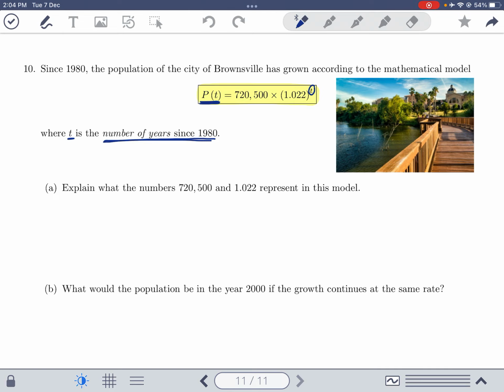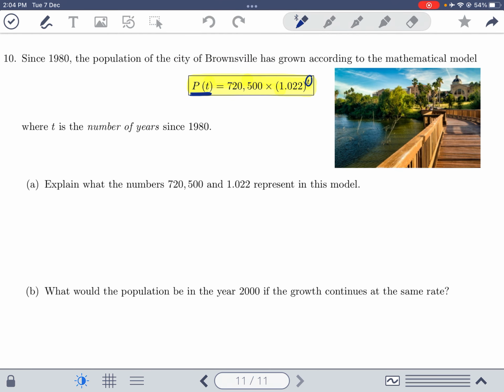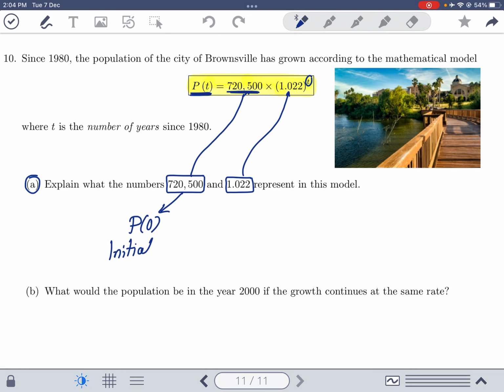So just at the beginning, you need to know what are the units of your exponential function, and now we can solve it. So in part A, it says explain what the numbers 720,500, the one that you see here, and the number 1.022 that you see here, what do they represent? Of course, I think all of you know this. This is P at time 0, or the initial population.